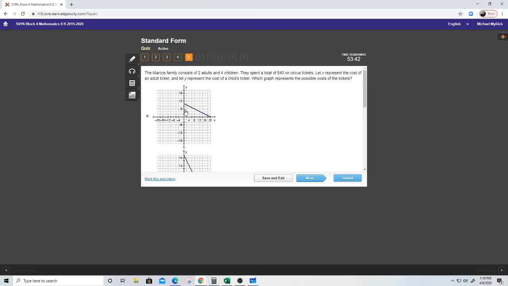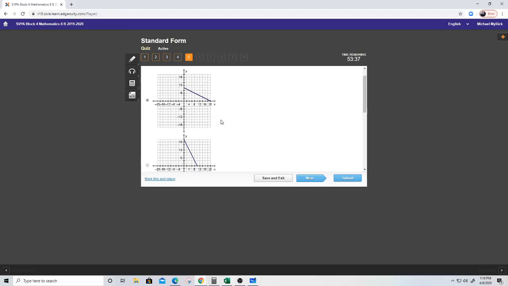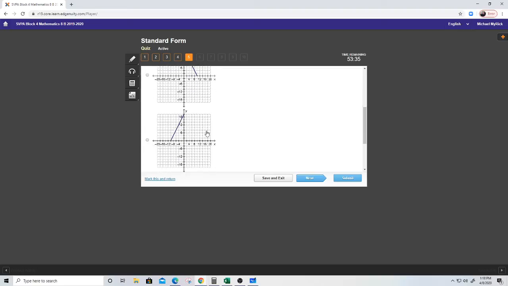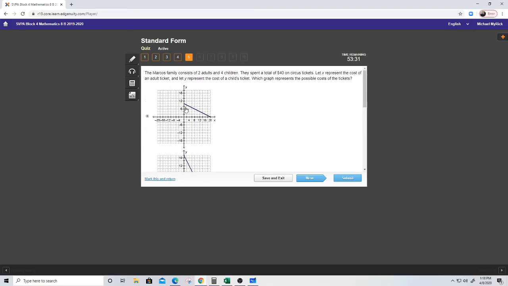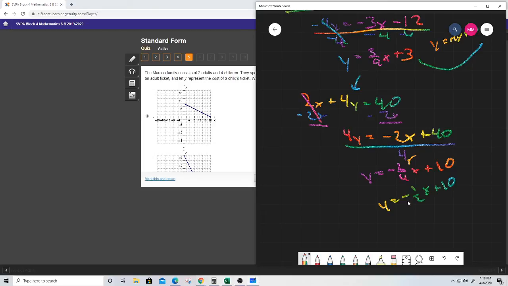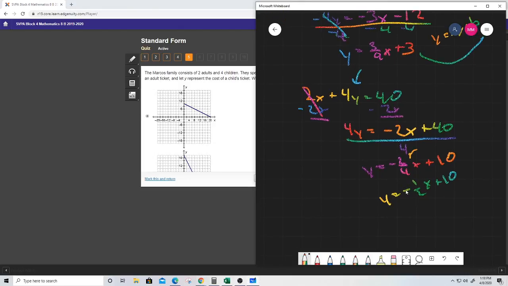This line goes, let's see, 6, 8, 10, 12. Alright, so this fits. This is way above 10. This is way above 10. This is at 10 going up. This is at 10 going down. Remember? Negative means down.